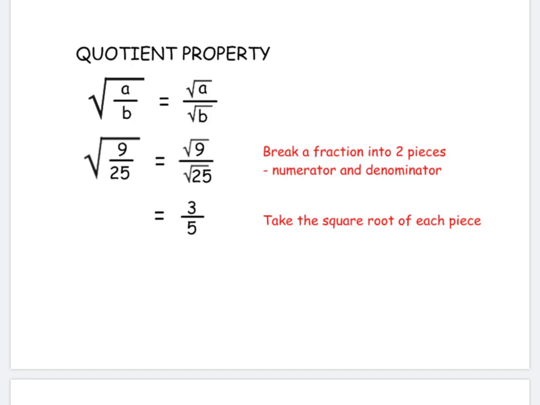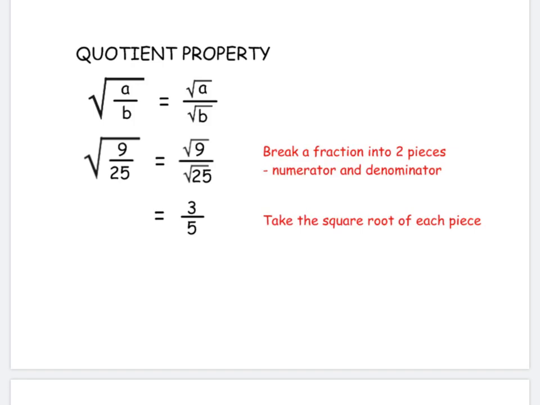The quotient property is similar to the product property. Instead of multiplication, however, it's division. So if you have a division problem, or otherwise known as a fraction, underneath the square root symbol, you can simplify it by taking the square root of the numerator of the fraction and dividing it by the square root of the denominator of a fraction.